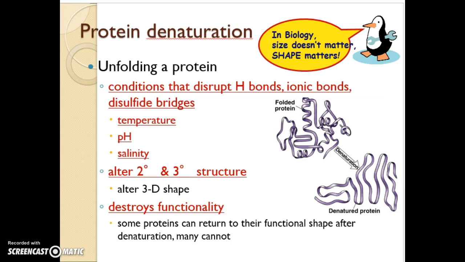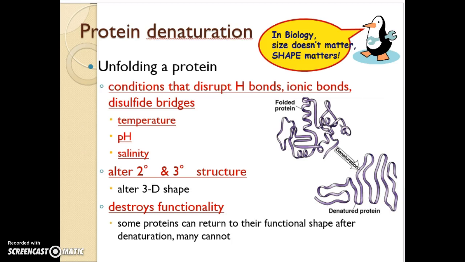Other denaturation agents are chemicals that disrupt the hydrogen bonds, which will affect the secondary structure, or ionic bonds. There are things that disrupt the ionic bonds or disulfide bridges, and that's going to disrupt the tertiary structure.